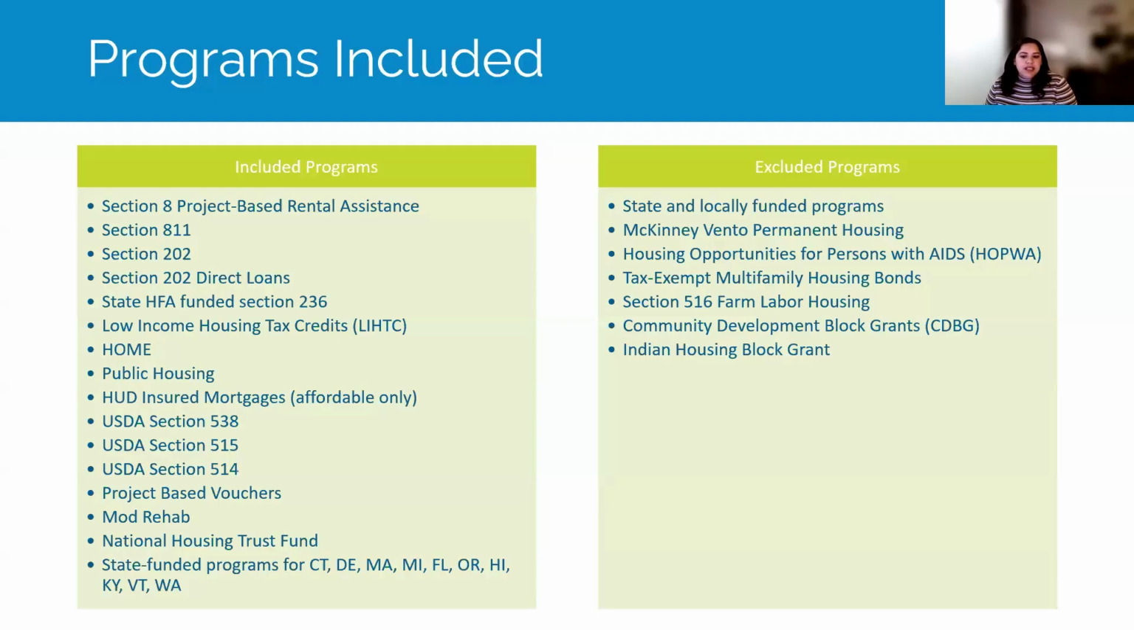And since its launch, the NHPD has evolved to include new data and features that better equip housing researchers, tenants, and activists. Most recently, this has meant the inclusion of new data on 600 properties that were funded through the National Housing Trust Fund, and that was just added in February. Some programs are excluded from the database, and those are most state and locally funded programs, the McKinney-Vento Permanent Housing Program, Housing Opportunity for Persons with AIDS, tax-exempt multifamily housing bonds, Section 516 farm labor housing, CDBG, and the Indian Housing Block Grant. Next slide, please.